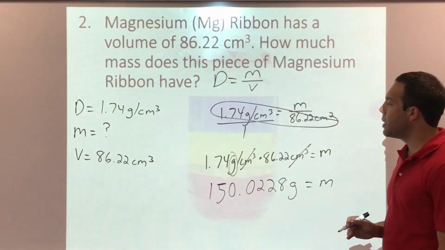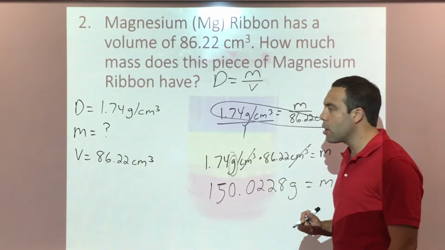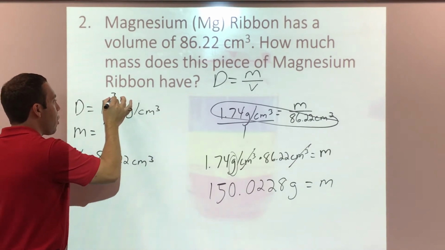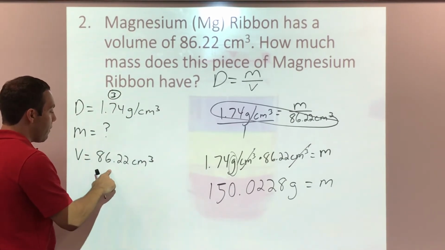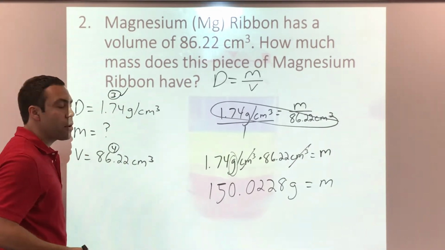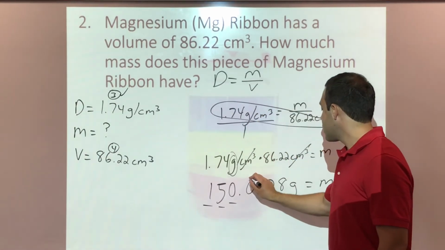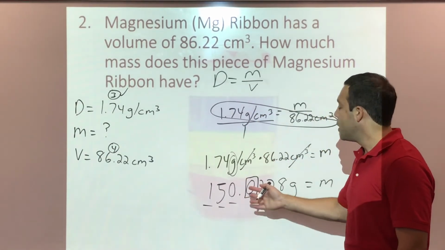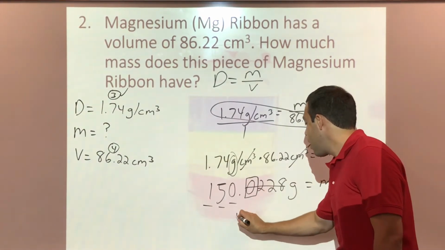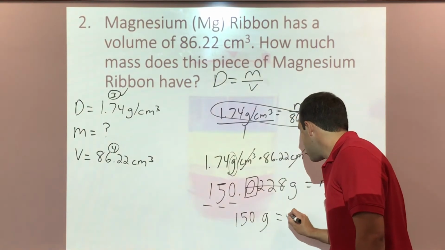Final step, we round to the appropriate number of significant figures. Since we're multiplying, least number of significant figures. Our original numbers, density 1.74 has 3, where the volume 86.22 has 4 significant figures. So we go with the least number, 3. 1, 2, 3. Put a box around the next number. We see it's a 0, less than 5, so all these numbers cancel out. And we're left with 150 grams, which is your mass.